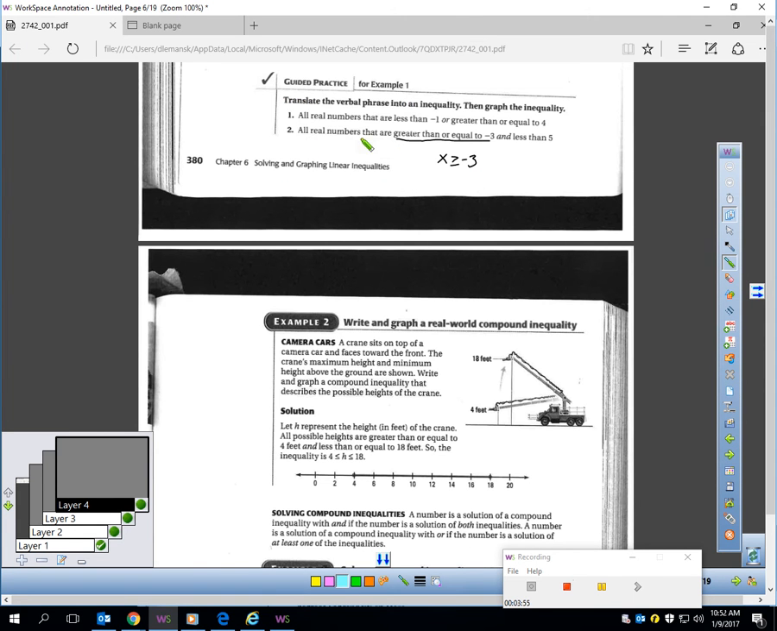Let's try this next one. All real numbers that are greater than or equal to negative 3 and less than 5. Well, x greater than or equal to negative 3 would be this, and x less than 5 would be this. So "and" means I want to only draw where these two overlap. So let's go to the next page. We're going to look at the number lines. I only want the overlap for these two.